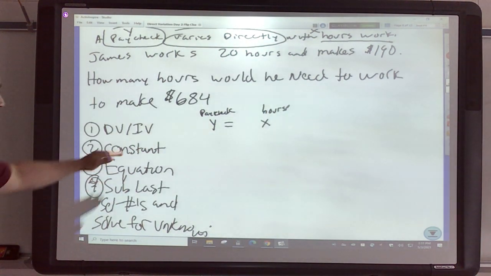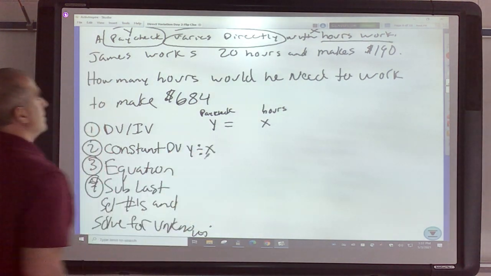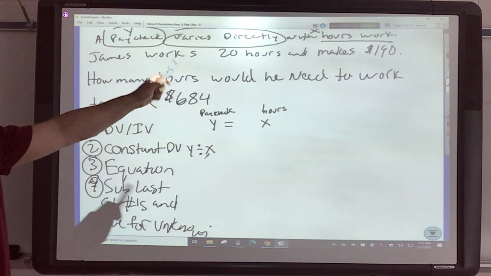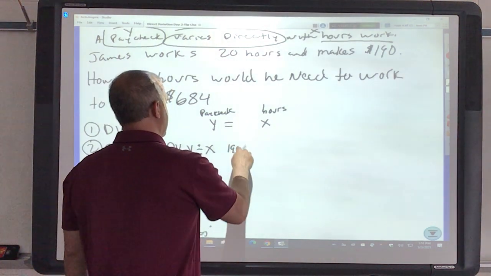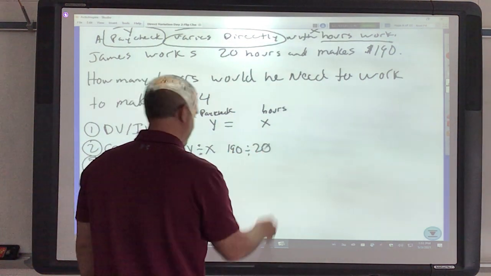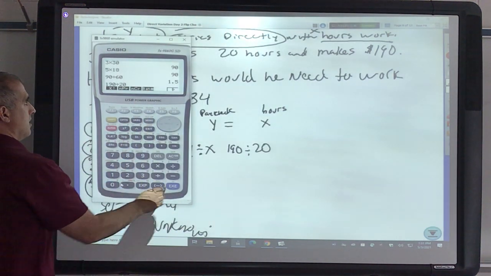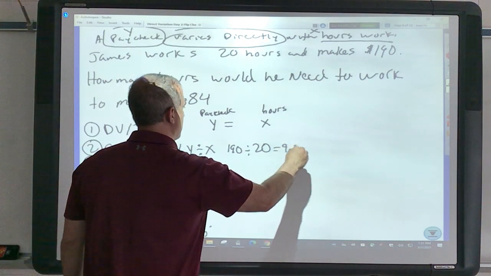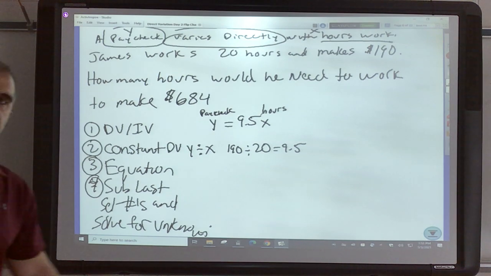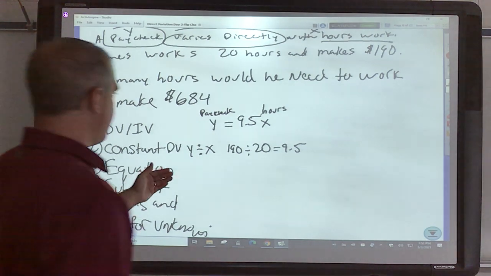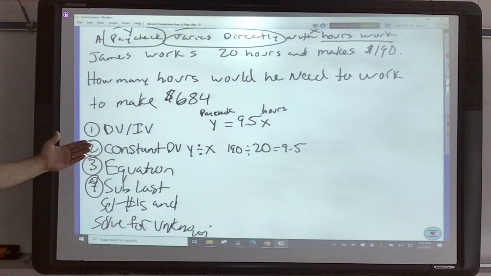So remember, when we're figuring out the constant for direct variation, it's always y divided by x, right? So it says James works 20 hours and makes $190, okay? So that would be 190 divided by 20. Now, why was that? Because it was direct variation. So my constant of proportionality is 9.5. All right, that's the constant, that's the equation. That's how I would always make the equation. If you just want to write y then x, that's fine. Okay, now I got my equation.